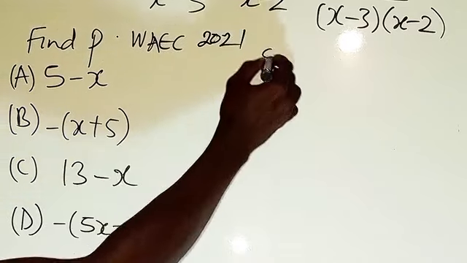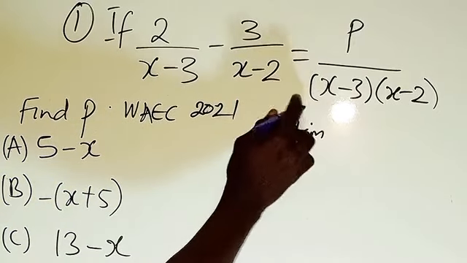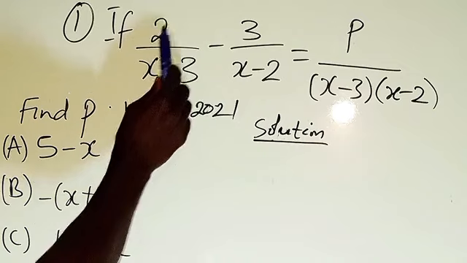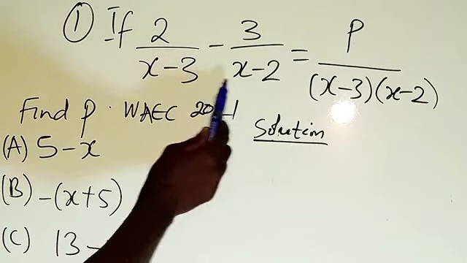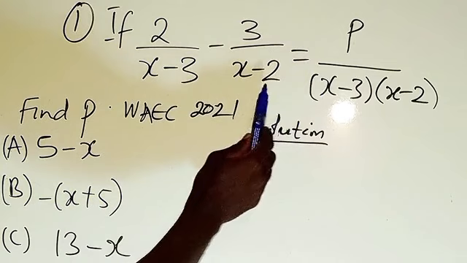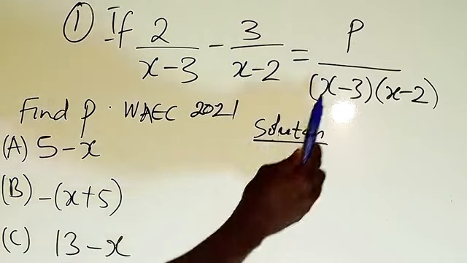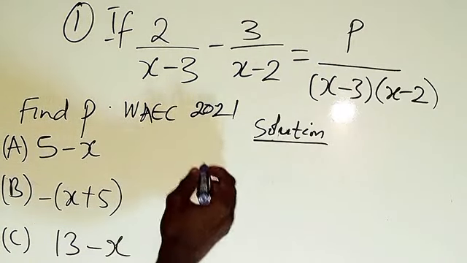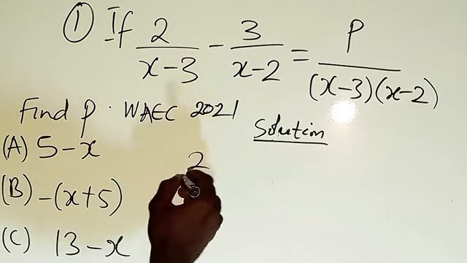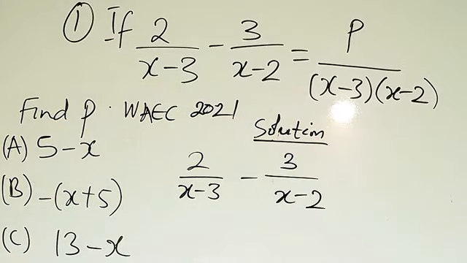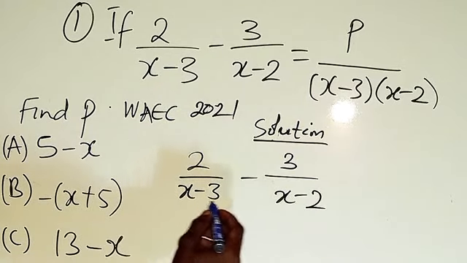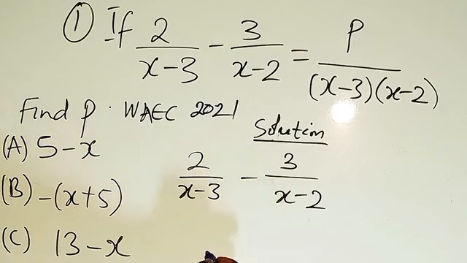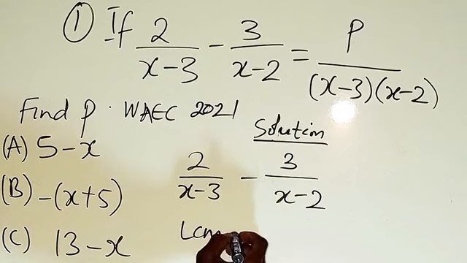So now here we are going to have this. Now what we are going to do is simplify everything on the left hand side completely. Then after that we compare this with the right hand side. So let me write this. From here, the next thing we are going to do is take the LCM. The LCM is going to be x minus 3 times x minus 2, right? That is our LCM.